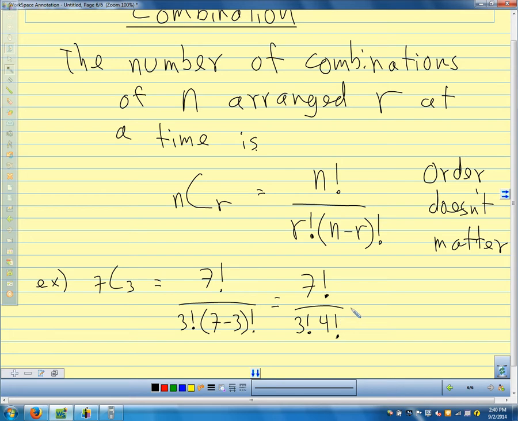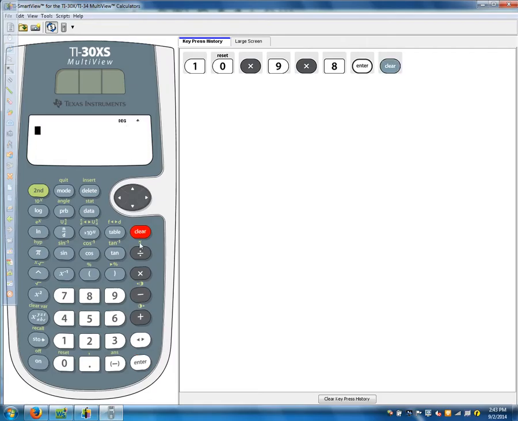I'm going to plug this in my calculator. So we'll do a 7C3. 7, I'm going to go to the probability menu, and the second one, nCr. And I hit 3, enter, and I get 35.